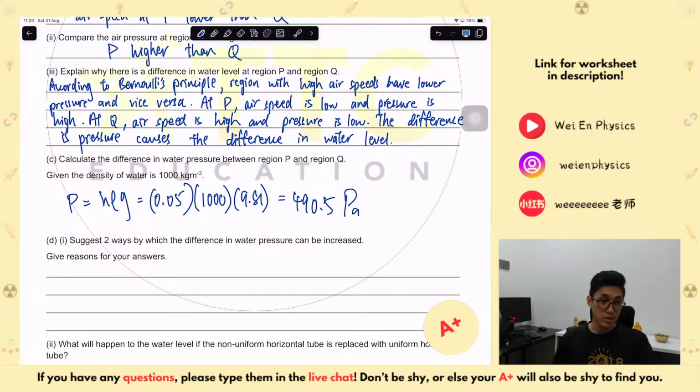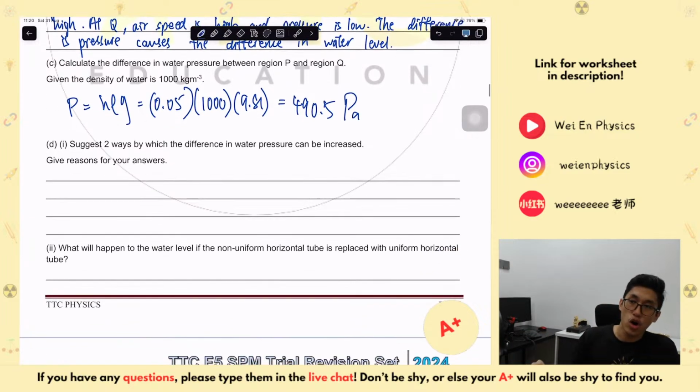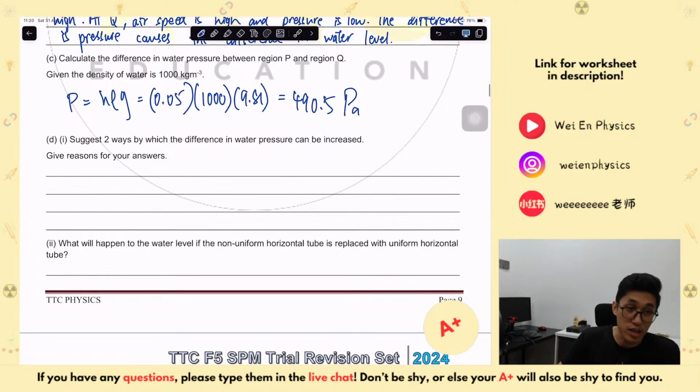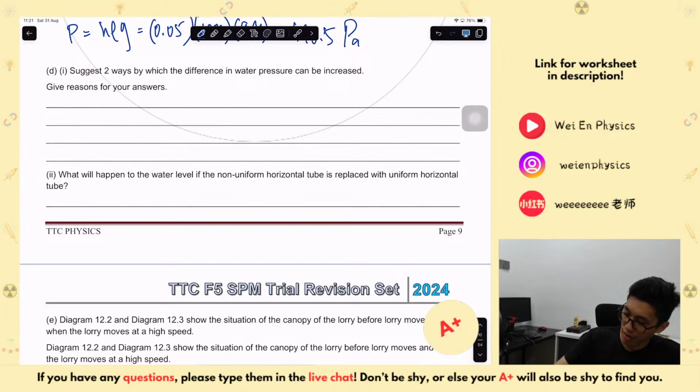Next one. Suggest 2 ways by which the difference in water pressure can be increased. How can I make it a more obvious change? Give reasons for your answer as well. The first thing, definitely, I can make the speed of the air faster. If I make the speed of air faster, the difference between these two will also be more. So you can say increase speed of airflow.